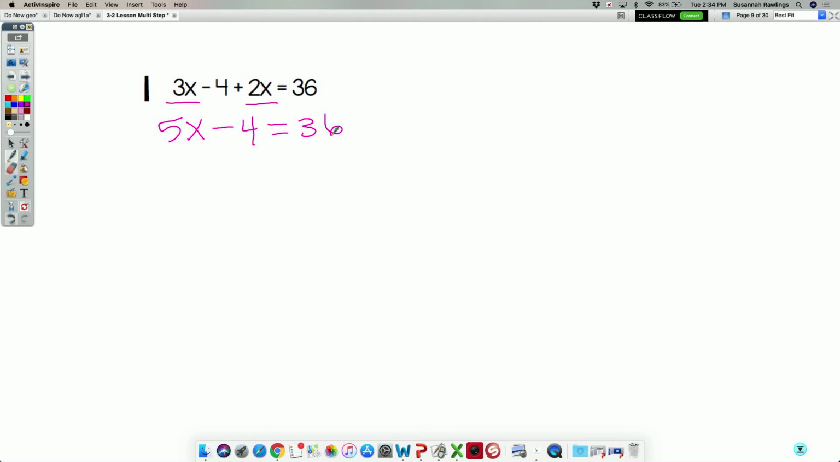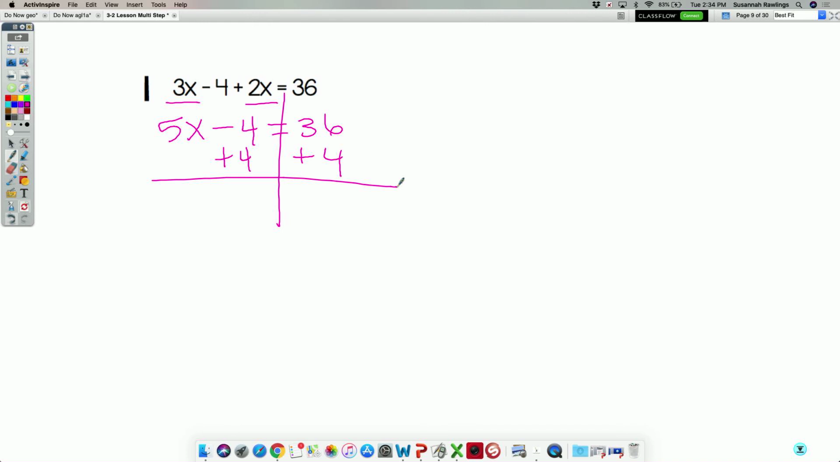So this is where our inverse or opposite operations come in. I'm going to cover up my 5x. Colton, how would I move that minus 4? What's the opposite of subtracting 4? Adding 4. Very good. So I'm going to add 4 to each side.